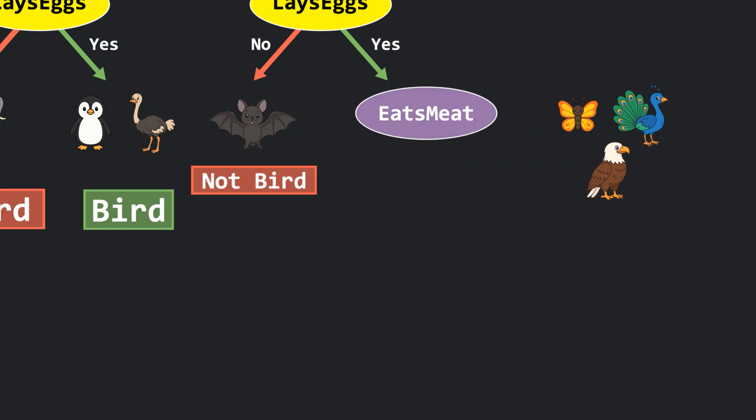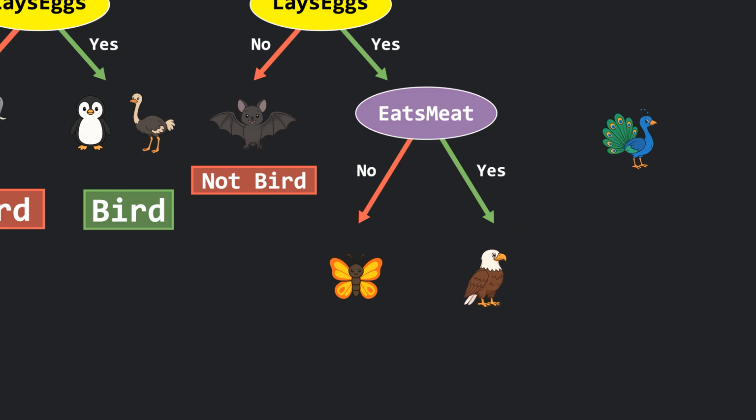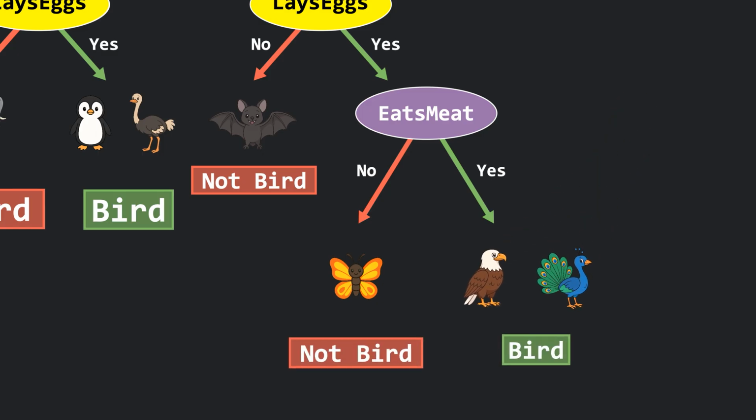This time we use eats meat. Butterflies do not eat meat, so it gets classified as not a bird. Peacocks and eagles do eat meat, so they are birds. And there we have our complete, though somewhat naive, decision tree.